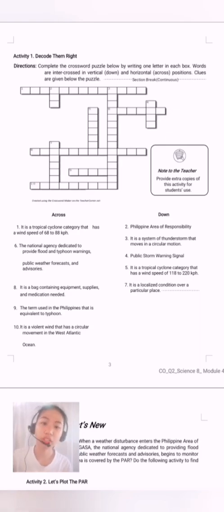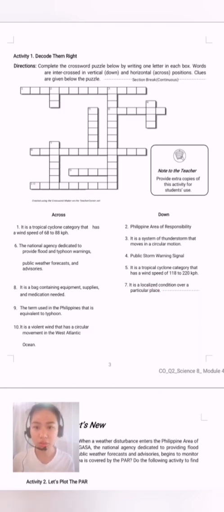Next is number 4. Public storm warning signals. Number 4 down has 4 letters. So the answer is PSWS. P stands for public, S stands for storm, W stands for warning, and S stands for signal. Next, number 5 down. The clue is it is a tropical cyclone category that has a wind speed of 118 to 220 kilometers per hour. What is the answer for number 5? Very good. If your answer for number 5 is typhoon, then you are correct.